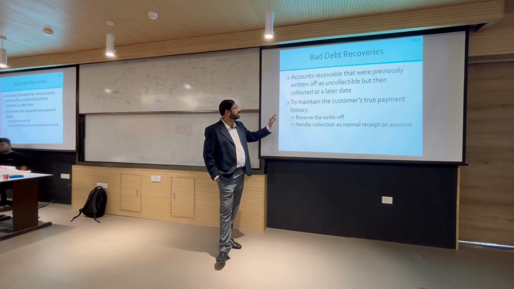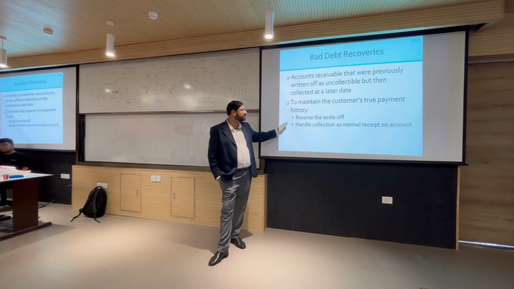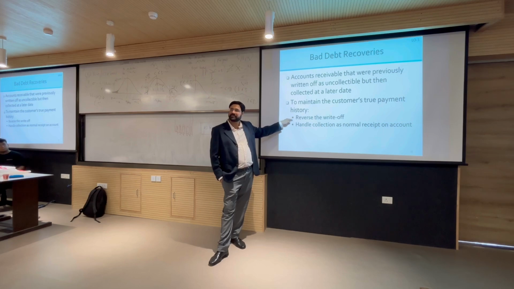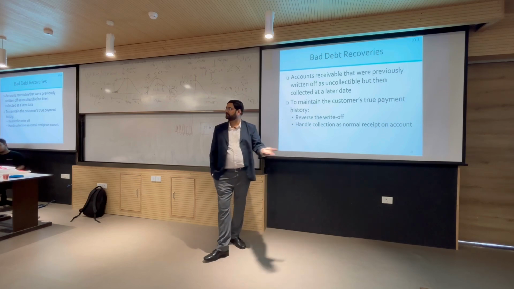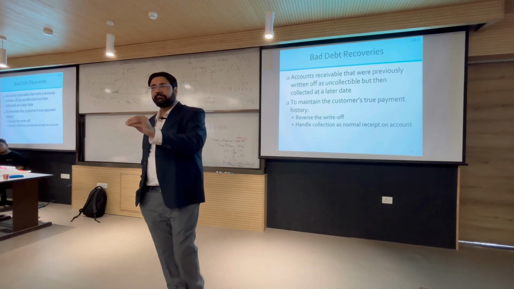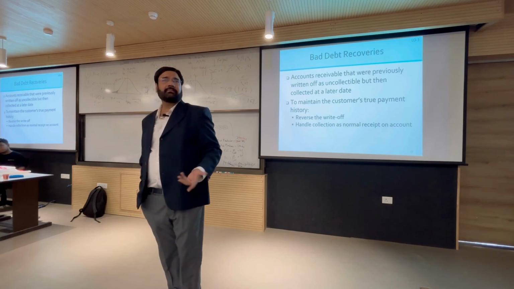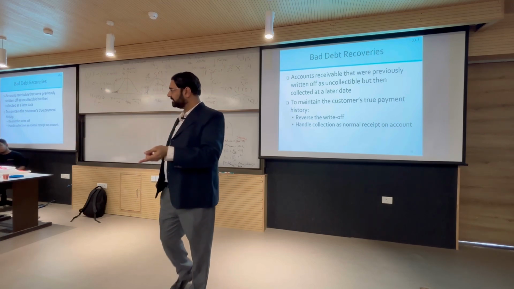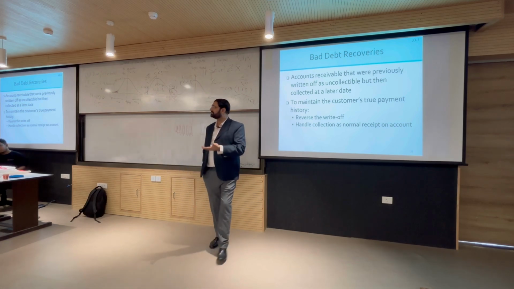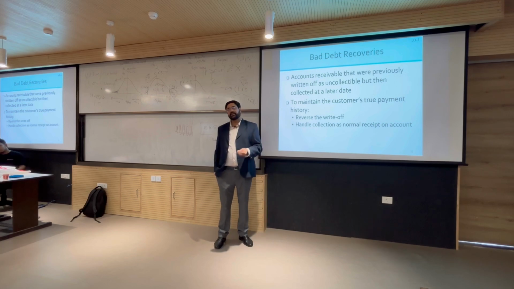So for bad debt recovery, we will reverse the write-off, and handle collection as a normal receipt on account, because whatever we wrote off in the previous slide, we will reverse it. Once it is reversed, the money is still due. Earlier I said bad debt expense debited, accounts receivable against his name credited, but now I will reverse that entry, right, because he will pay. And then once he pays, it is a normal receipt: cash account is debited, accounts receivable is credited.